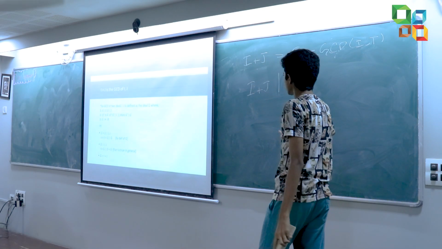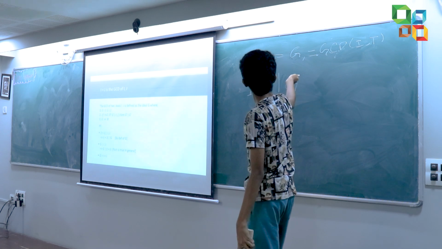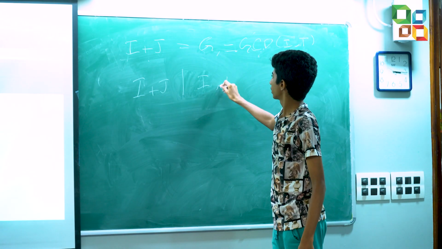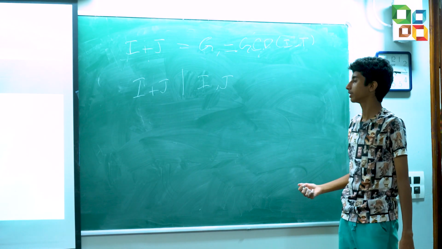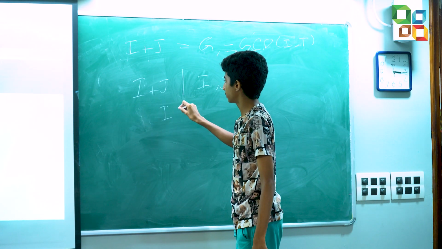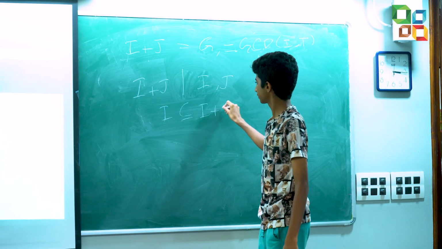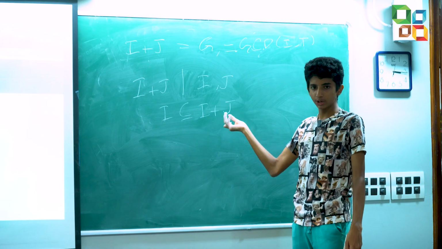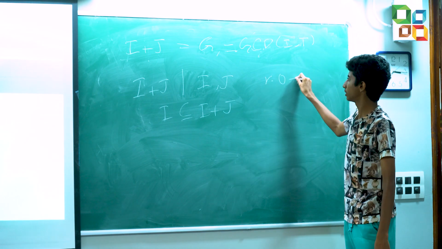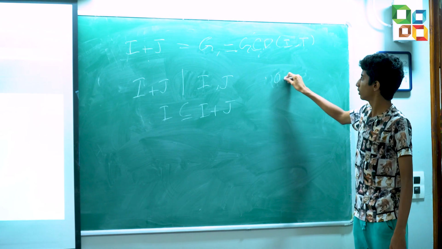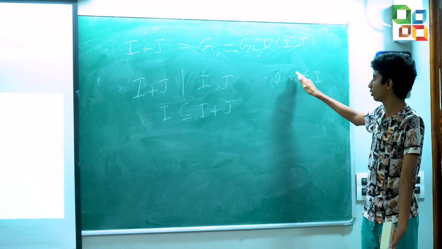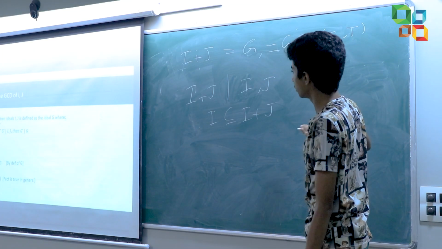Okay. So I plus J divides I and J, right? Why does I plus J divide I and J? Because I is a subset of I plus J, right? Can you see why? You pick the 0. 0 is always contained in every ideal, right? You have r times 0 is equal to 0. Sorry, 0 times I. 0 times I belongs to I for any element. So you pick r as 0, you will get 0 belongs to I, right? So 0 is there in every ideal.